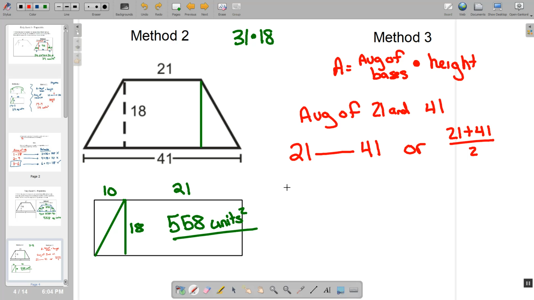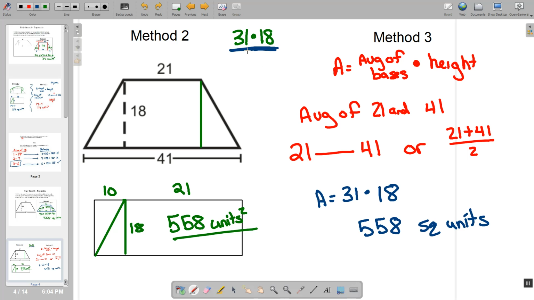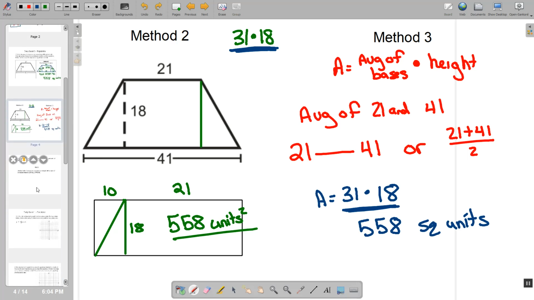Well, either way, you are going to get an average of 31. And we take that times our height of our trapezoid, which is 18. And once again, we should get 558 square units. And once again, we've talked about this a little bit before. We should notice that on method 2 and method 3, the last step before we're done ends up being the same on both. And that is not an accident.